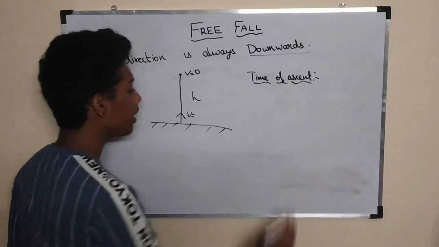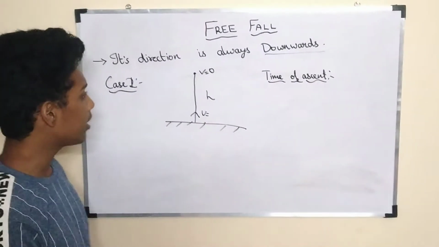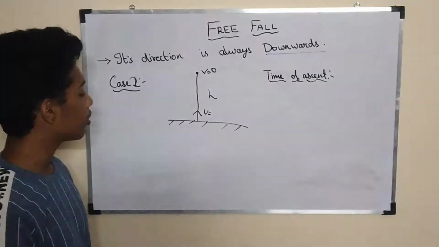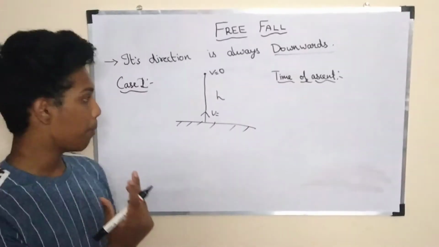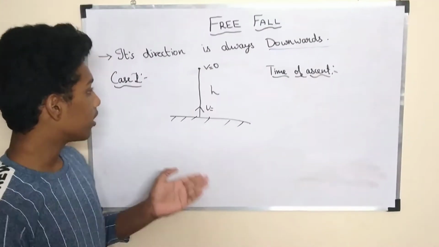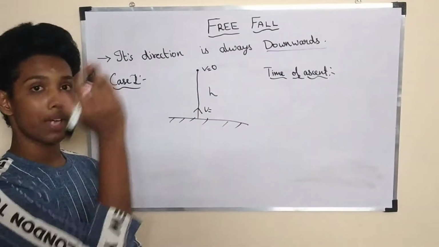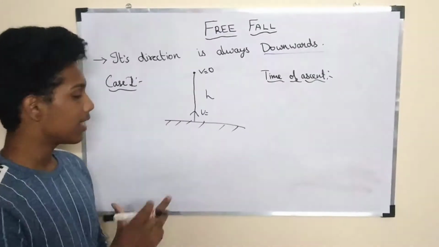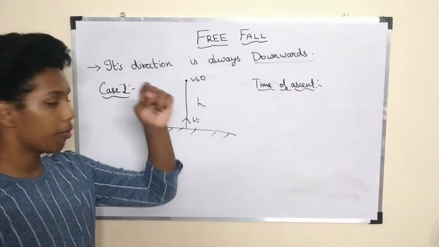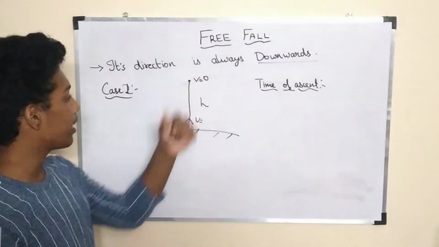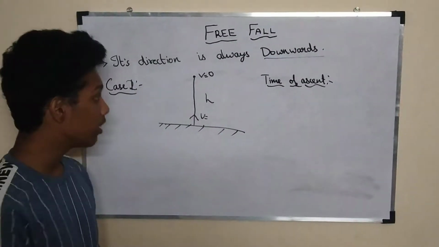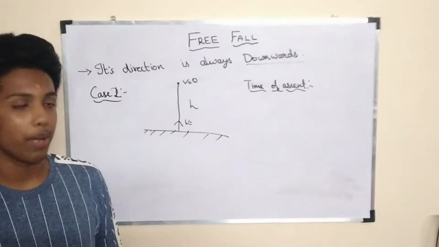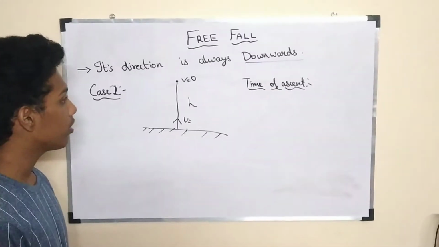So we've already made a video on time of ascent and time of descent. So let me just give you a brief introduction on it. Time of ascent means the time taken for a body, if it is thrown up with a certain velocity, to reach its maximum height. And similarly, time of descent: if an object is released from a certain height h above the ground, the time interval to reach the ground would be the time of descent.